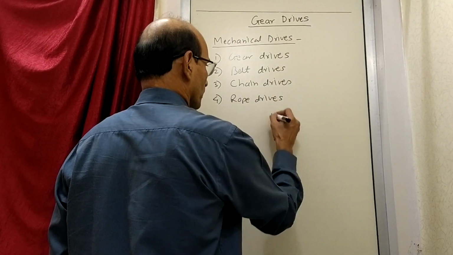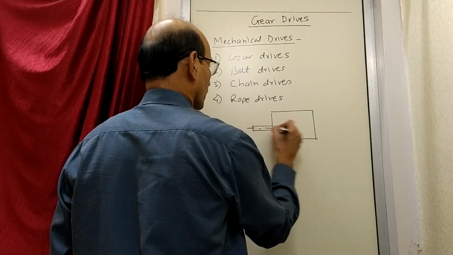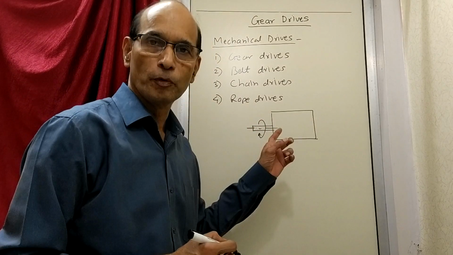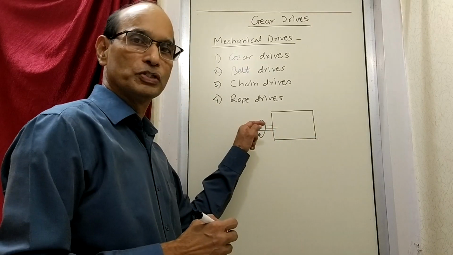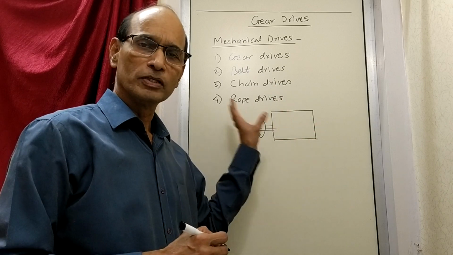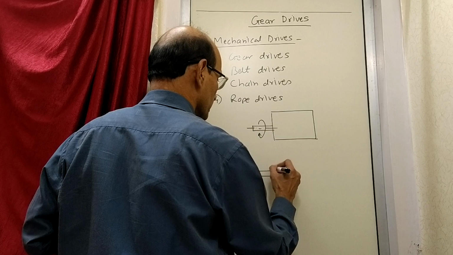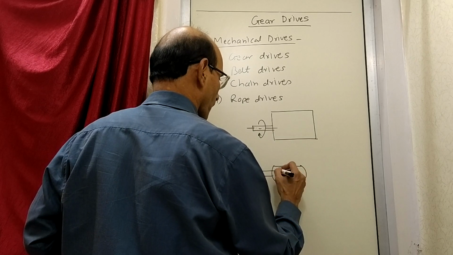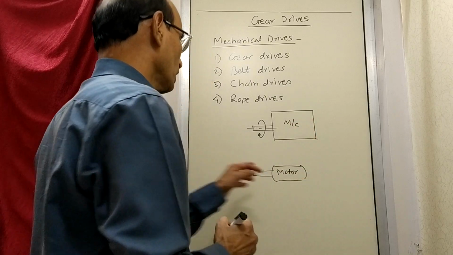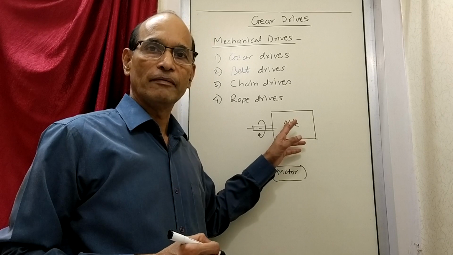Suppose this is a machine. Now this machine has one shaft. If you rotate the shaft, that means if you supply power to the shaft, then the machine will start functioning. Now how will this happen? For this to happen, let us imagine that here there is a motor. This is a machine, and there is a motor here. We are now going to make use of this motor for driving the machine.